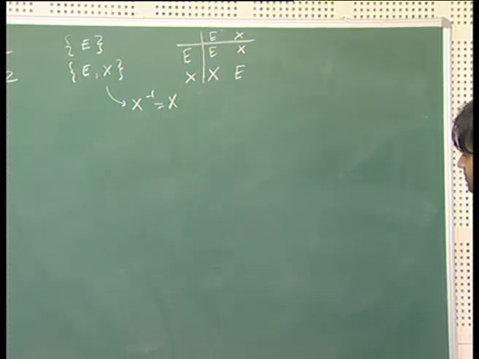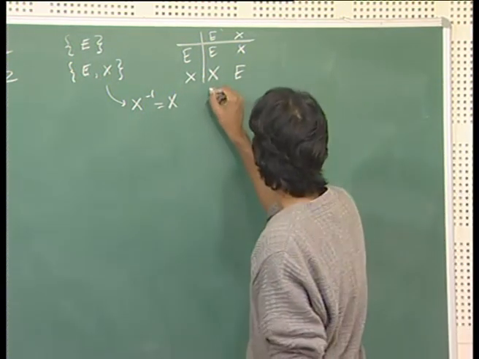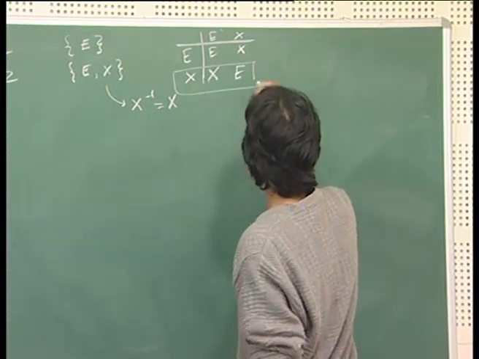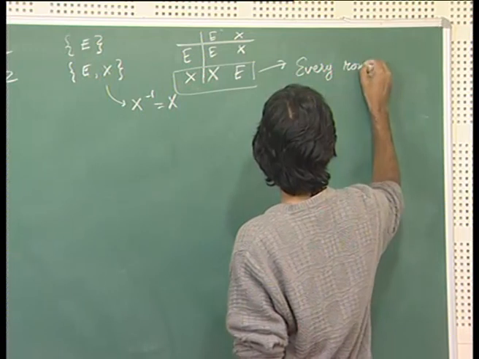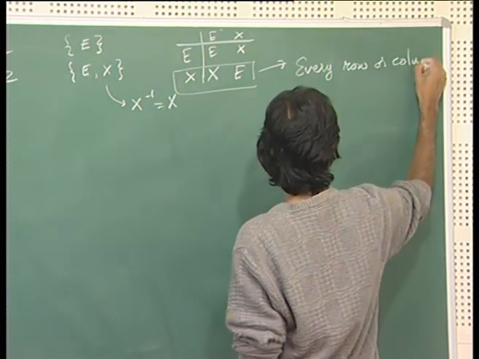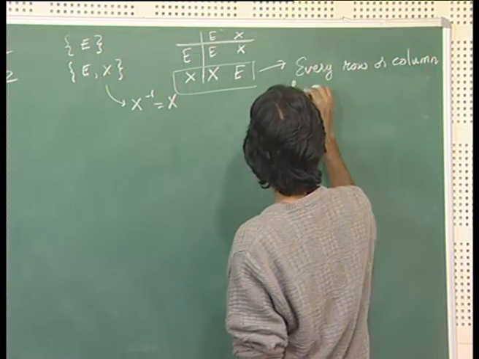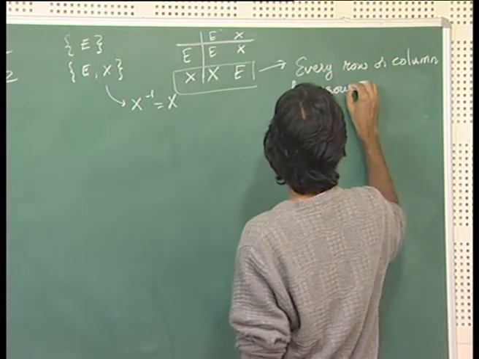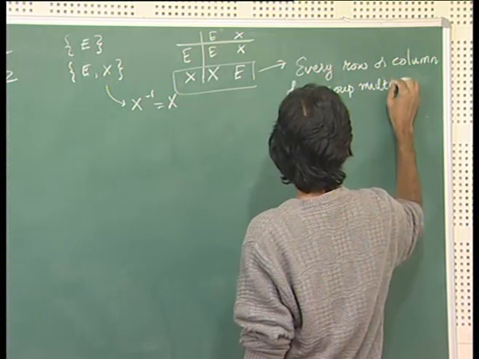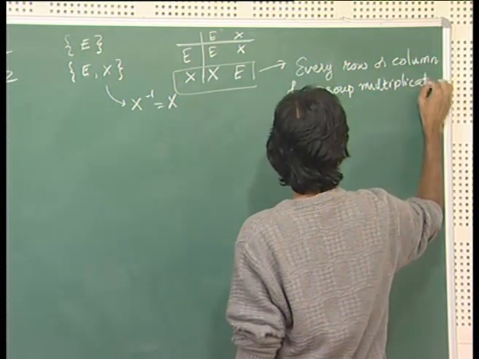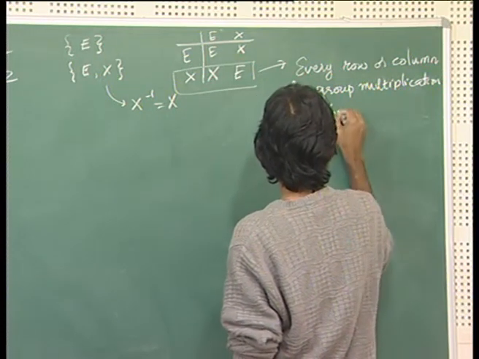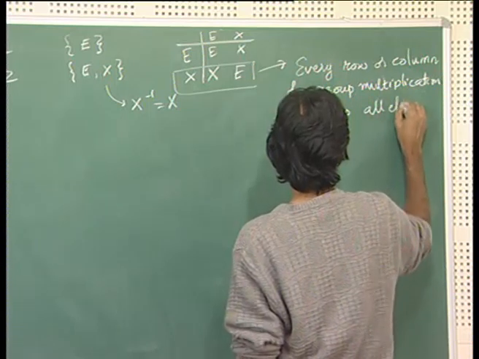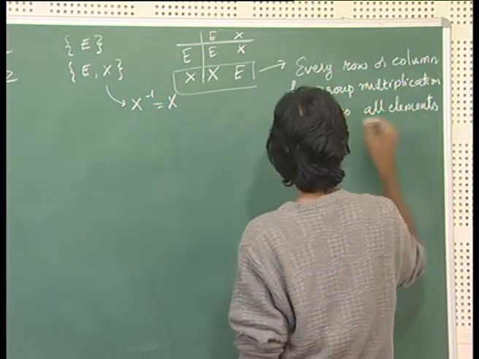Now, there is one more thing you notice here. This is a property of the multiplication table. Every row or column of a group multiplication table has all elements appearing once.